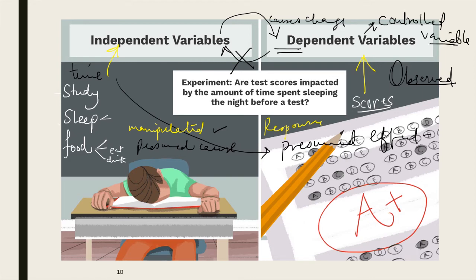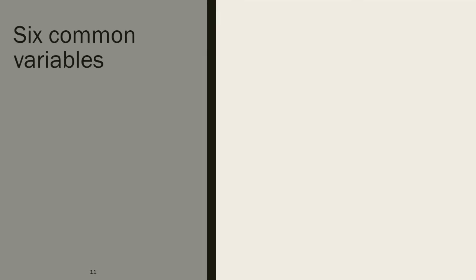So now I'll be discussing 6 common variable types. The 6 common variables are dependent variables, independent variables, intervening variables, moderator variables, control variables, and extraneous variables. So I'm going to explain each of these one by one.